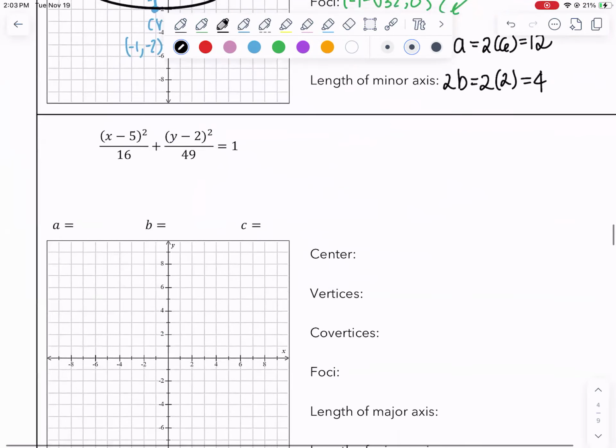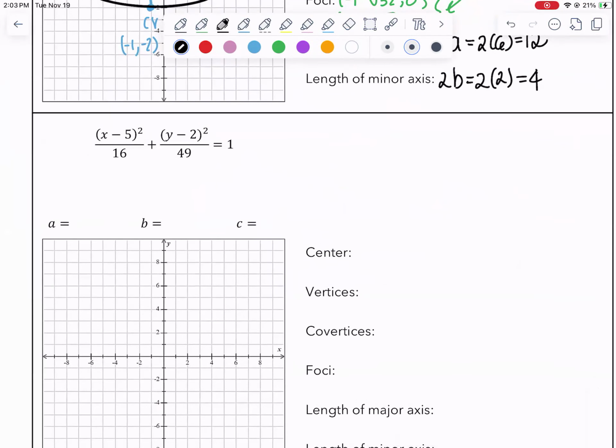Let's do one more. For this guy here, let's get the center first. H is +5, opposite sign, remember? K is +2. That means the center is at the point 5, 2. Bigger number is under y, which means that is going to be a. So a squared is 49, makes a 7. Because it's under y, that's going to be up and down from the center.